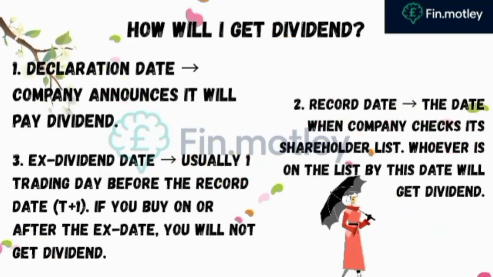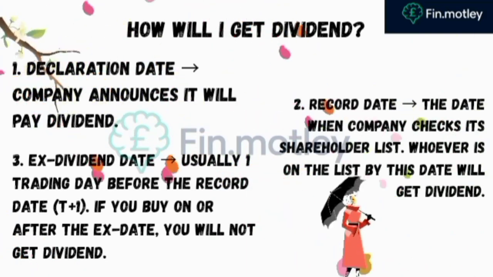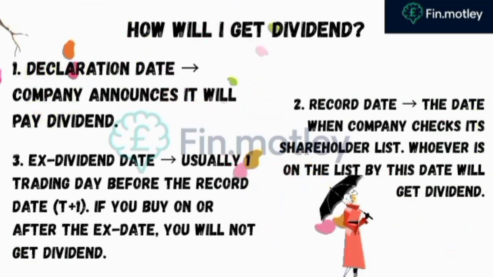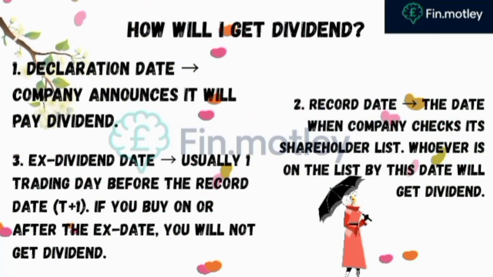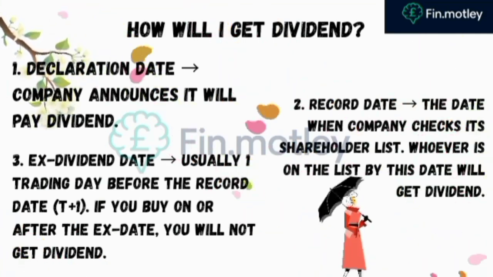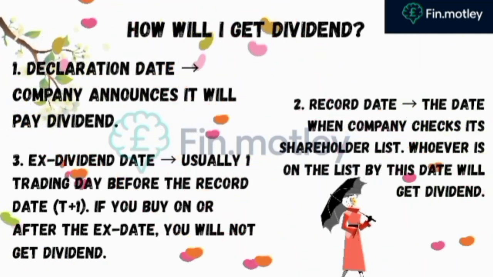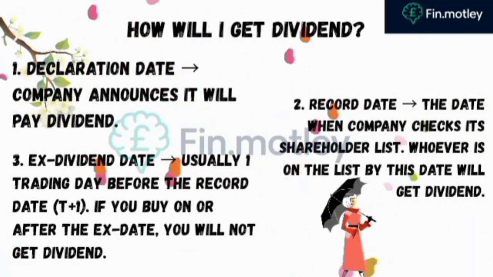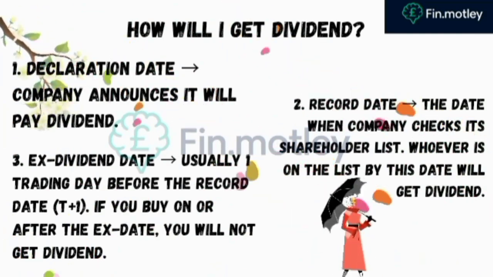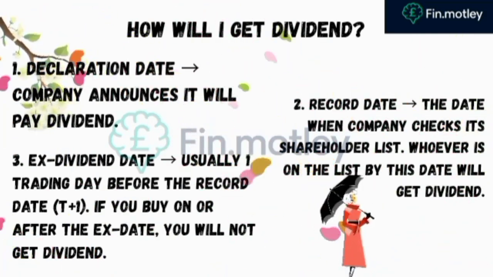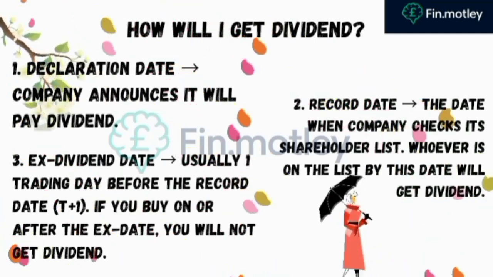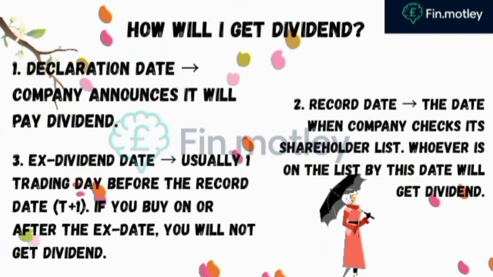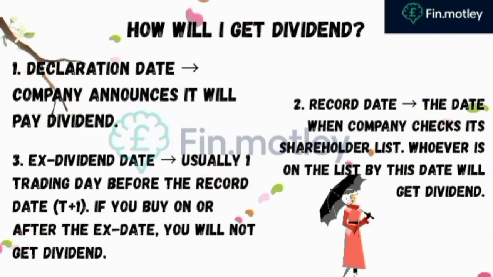Okay. So the next question that comes to your mind is, how do I get that dividend? The company decides that they will give dividend to their shareholders. First, they will declare, that is the declaration date. The company announces it will pay dividend. After that, there is another date, that is the record date. They will check the company's list of shareholders. Whoever is on the list by this date will get dividend. After that, there is another date, that is the ex-dividend date, usually one trading day before the record date, that is T plus 1 in many countries. If you buy on or after the ex date, you will not get dividend.